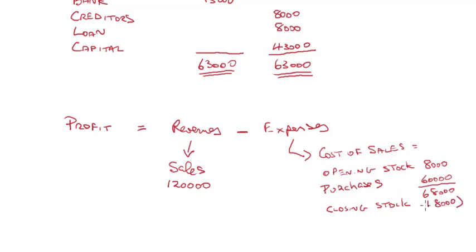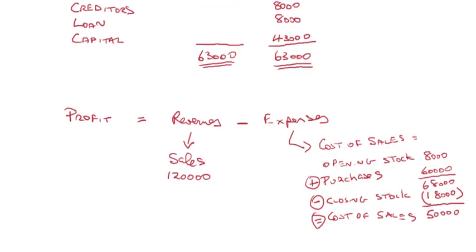I'll put it in brackets to indicate we're going to deduct it, and that gives us 50,000. Okay, and that is the cost of sales, the cost of goods sold, and that's how we calculate. So essentially we have a formula, I suppose. It's the opening stock plus the purchases minus the closing stock equals the cost of goods sold. Okay, and that is our first expense.